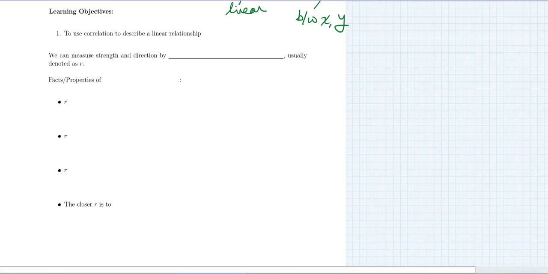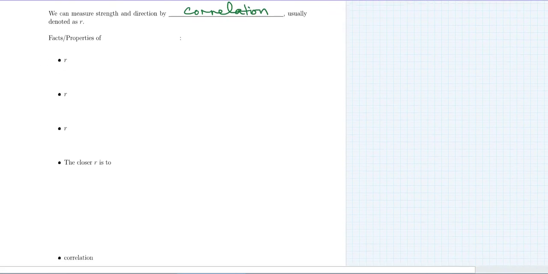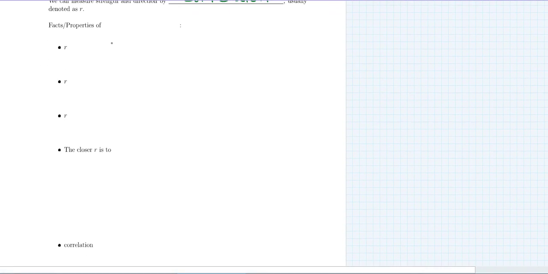Well, correlation is a measure of strength and direction, and it's usually denoted in statistical literature as R. Because we're talking about intro to statistics, it'll be a little r. So let's just talk about some facts and properties of our correlation.